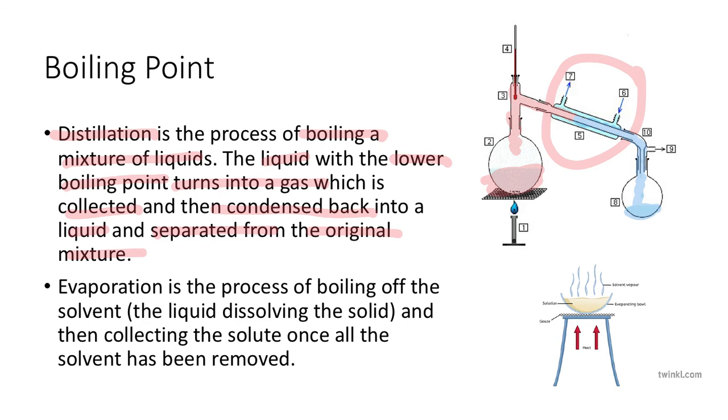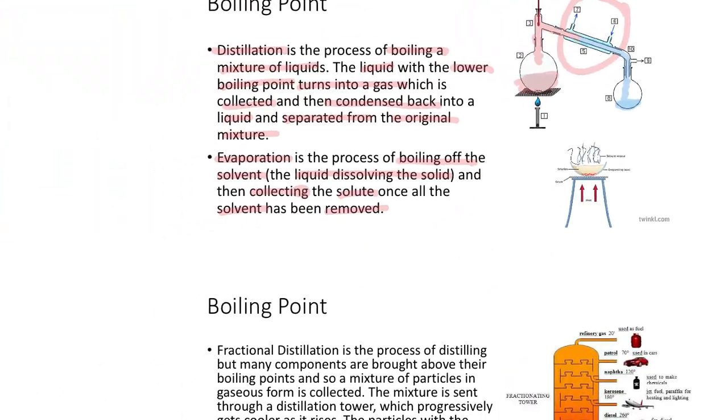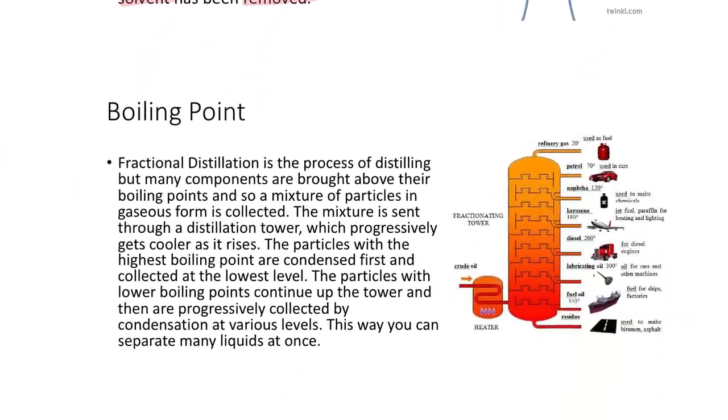All right. Evaporation is the process of boiling off the solvent, which is the liquid that dissolves the solid, and then collecting the solute, which is whatever remains once the solvent has been removed. So if you were to get some salt water and heat it up in your evaporating bowl, what would leave? This would be all the water leaving, and eventually you'd have enough water leaving that you would leave the salt particles at the bottom as a nice dry thing. So you're just removing the solvent from the solution. All right, so that is boiling point, distillation, and evaporation.